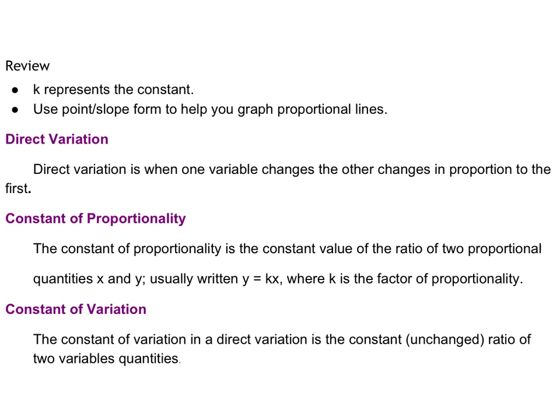So just to review, k represents the constant. We're going to use point-slope form to help you graph proportional lines. Direct variation is when one variable changes, the other changes in proportion to the first one. The constant of proportionality is the constant value of the ratio of two proportional quantities x and y, usually written y is equal to kx, where k is the factor of proportionality. And the constant of variation in a direct variation is the constant or unchanged ratio of two variable quantities.